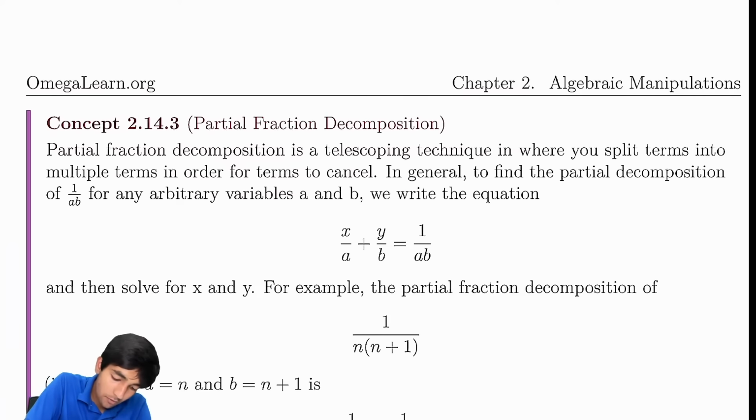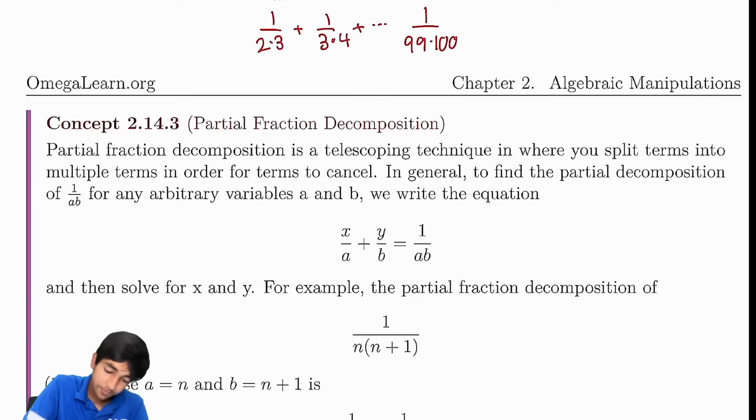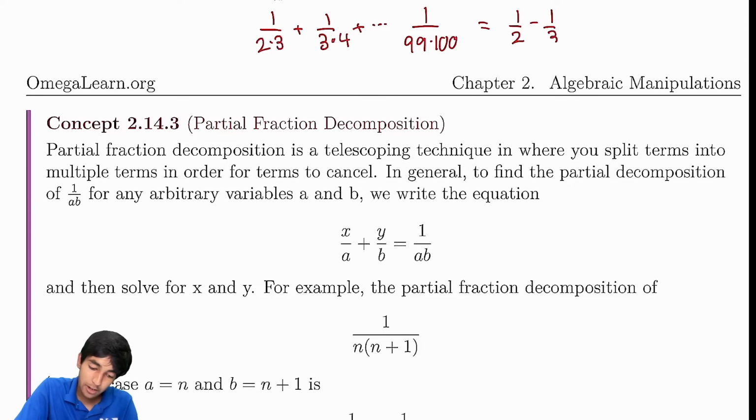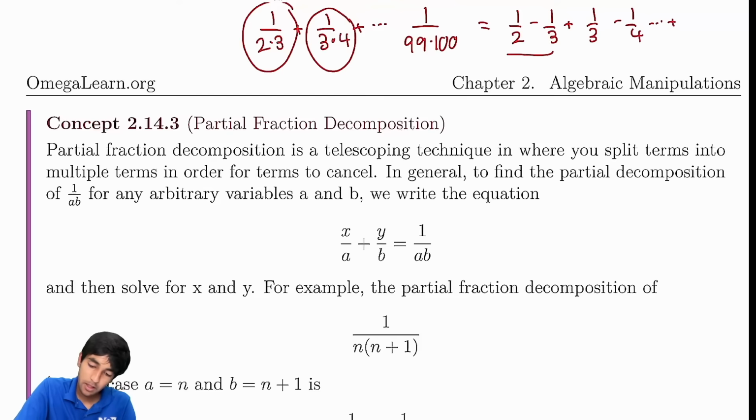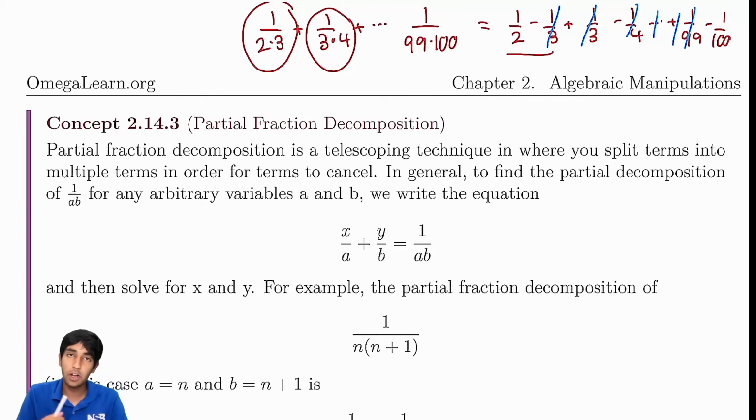So for example, let's say you have 1 over 2 times 3, plus 1 over 3 times 4, plus all the way until 1 over 99 times 100. What you could do is rewrite this with a cool little trick. This is 1/2 minus 1/3, and then this term can be rewritten like this, and then this one like this, and so on. And then take a look. Cancel. We're left with 1/2 minus 1 over 100. That's it. So cool little trick there.